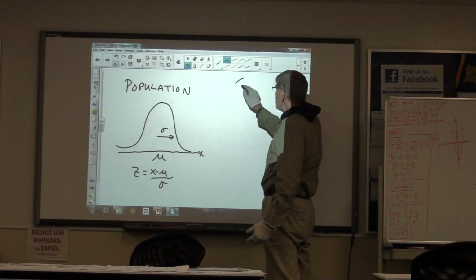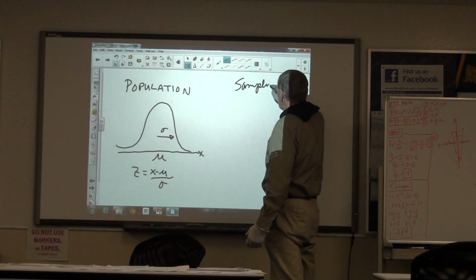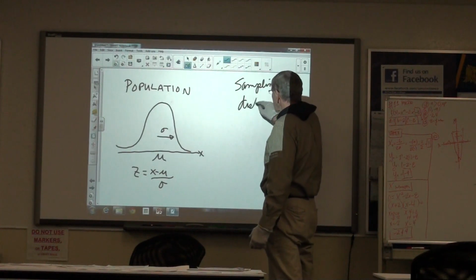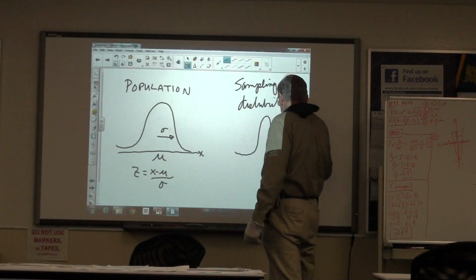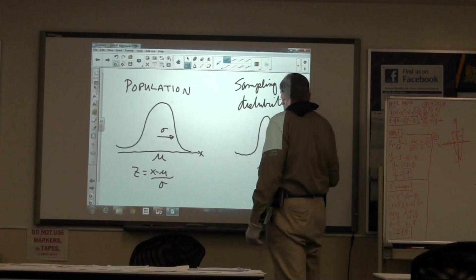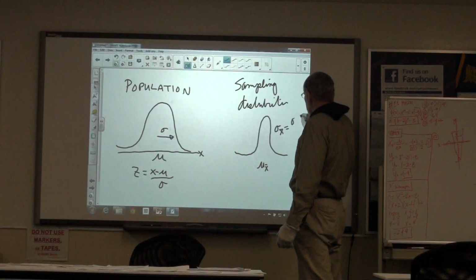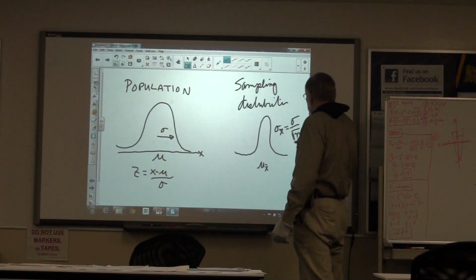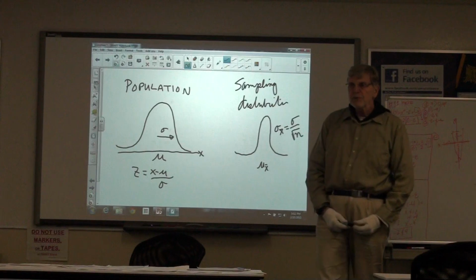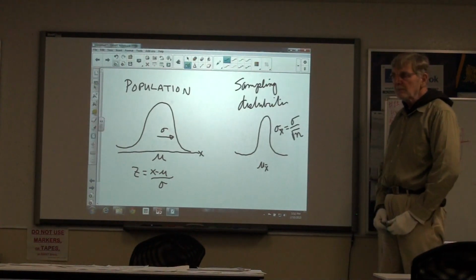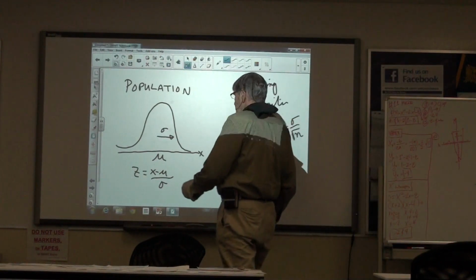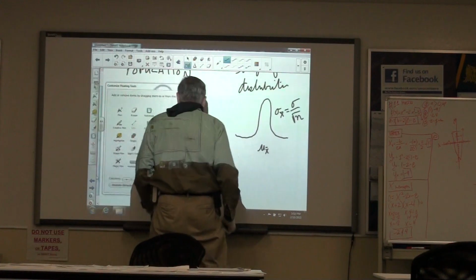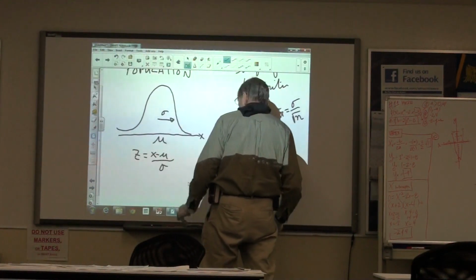Now, for the sampling distribution, it's also bell-shaped. It'll be skinnier. And it has a mu of the samples, and it has a sigma of the samples. Now, the sigma of the samples is related to the sigma of the population. The mean of the samples is identical to the mean of the population. But the z value is the same for any bell-shaped curve. And that z value is given.